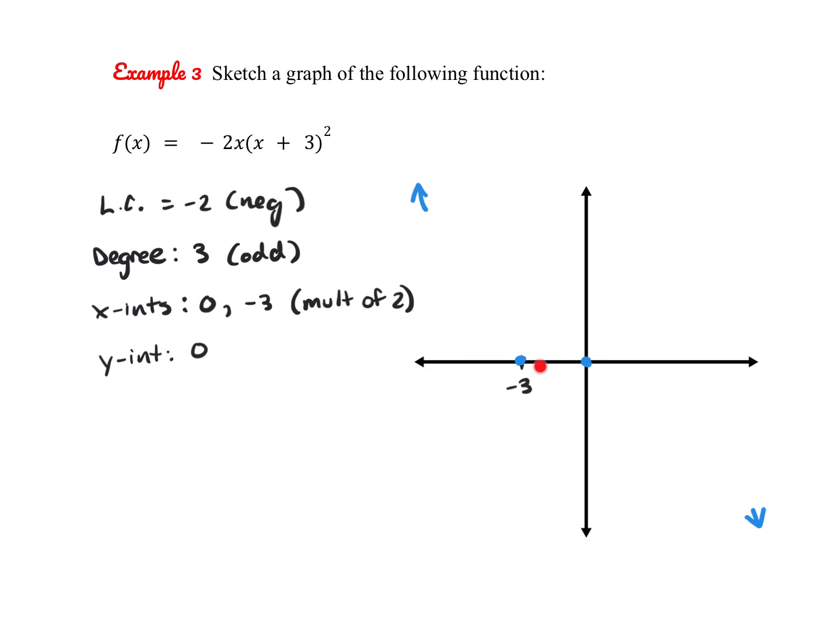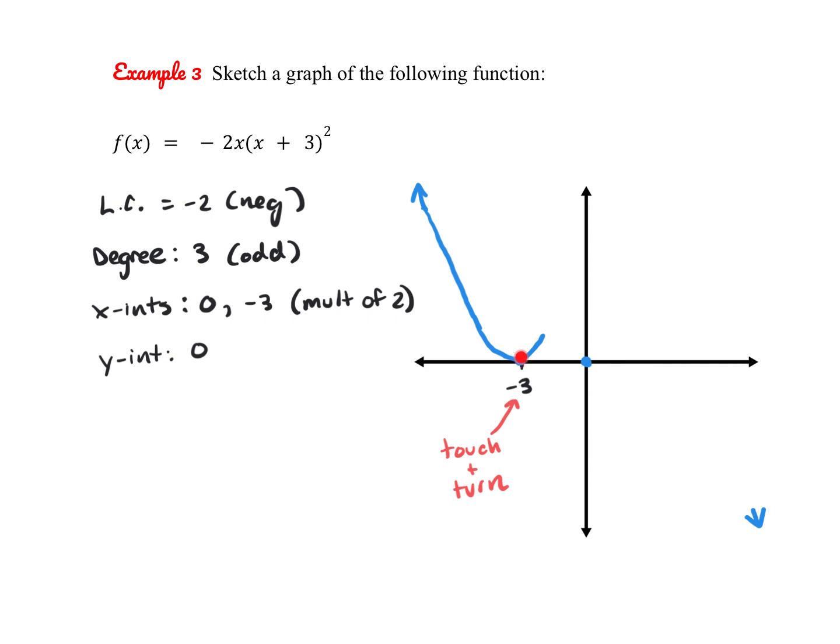So hopefully you see that something is wrong. Remember here, at x equals negative 3, your graph is going to touch and turn. So it won't actually cross over. So I'm going to go up to negative 3, and it's going to touch and turn. So it looks like this, okay?